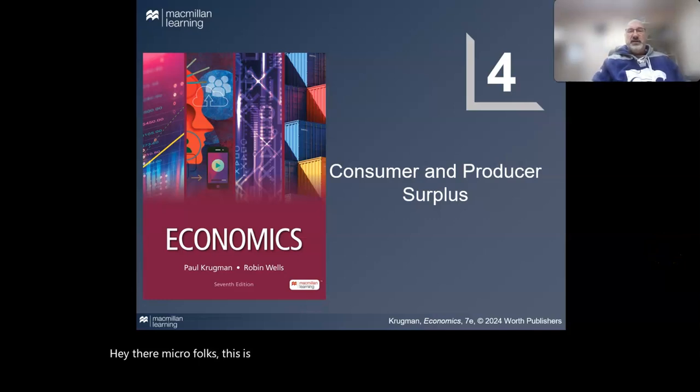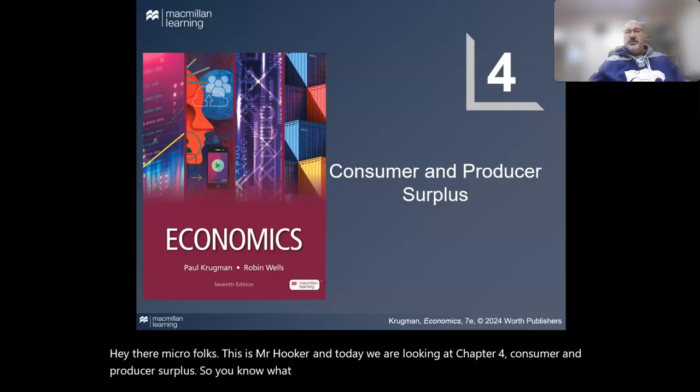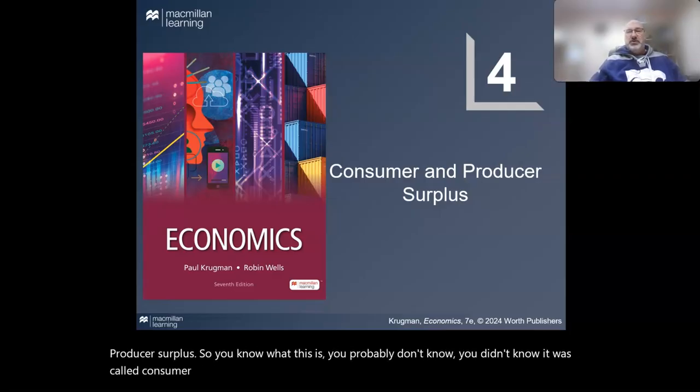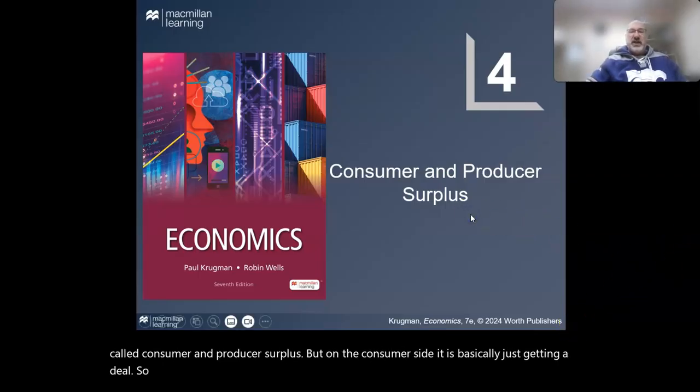This is Mr. Hooker, and today we are looking at Chapter 4, Consumer and Producer Surplus. So, you know what this is. You probably didn't know it was called consumer and producer surplus, but on the consumer side, it is basically just getting a deal. So, let's get into it. Let's look at it.